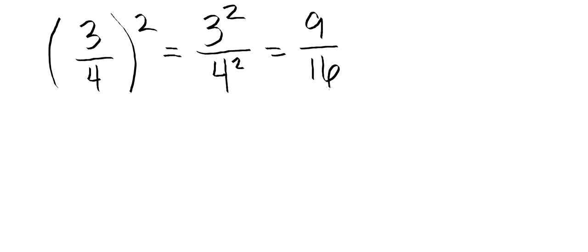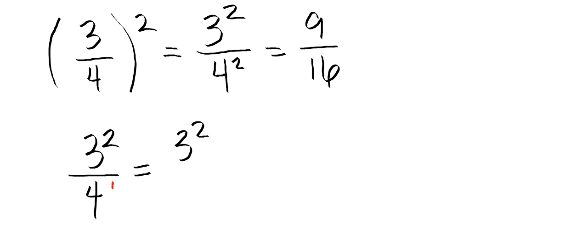Now, if I didn't have parentheses, and I was looking at this, I can't assume that it's also going to apply to that 4. Those parentheses aren't there. My 4, because I don't see an exponent, actually has an exponent of 1. Remember, if you don't see it, it's going to be a 1. So that would be 3 squared divided by 4.